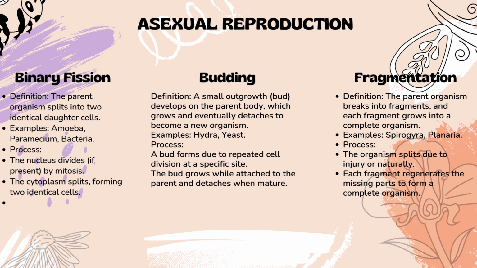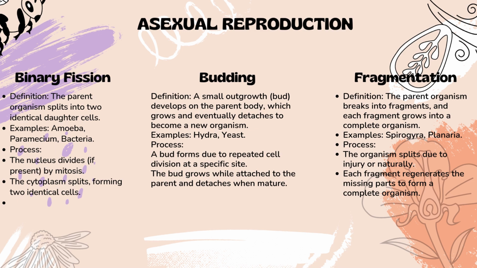2. Budding. Definition: a small outgrowth, bud, develops on the parent body, which grows and eventually detaches to become a new organism. Examples: hydra, yeast. Process: a bud forms due to repeated cell division at a specific site. The bud grows while attached to the parent and detaches when mature.